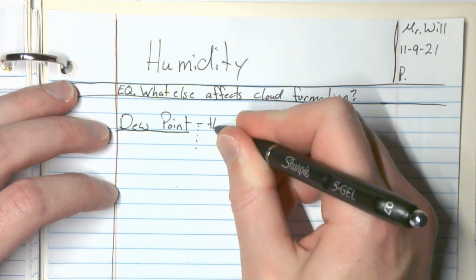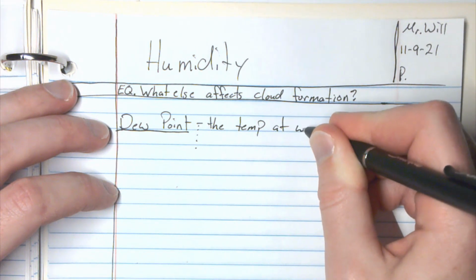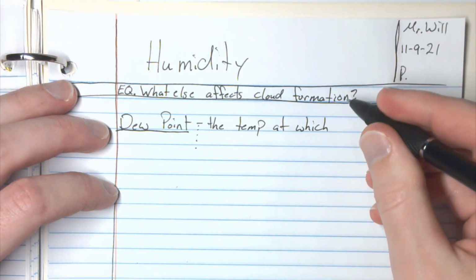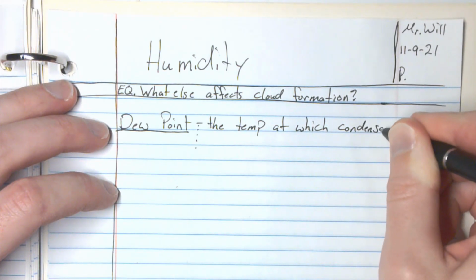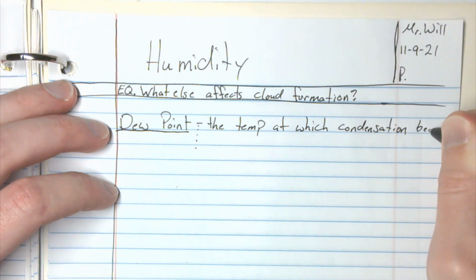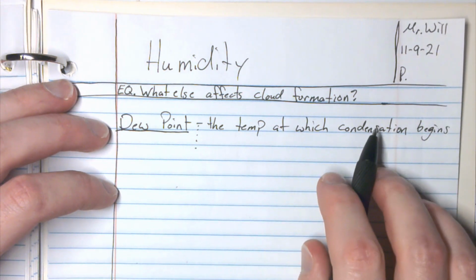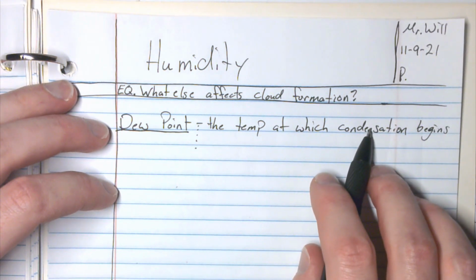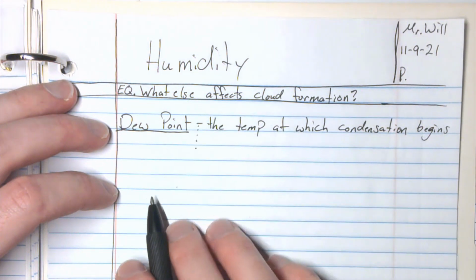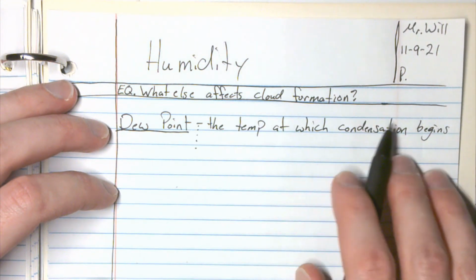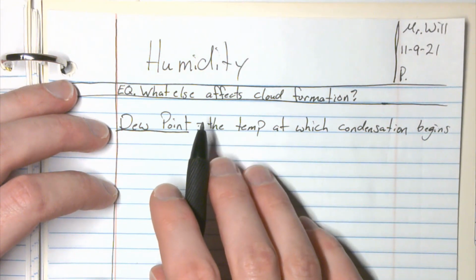The dewpoint is the temperature at which condensation begins. So that's when it starts. Now, if you remember from before, condensation is when air, gas, like water vapor, turns back into liquid water. So gas water turns into liquid water. So that's condensation, and dew point is that temperature where that happens.